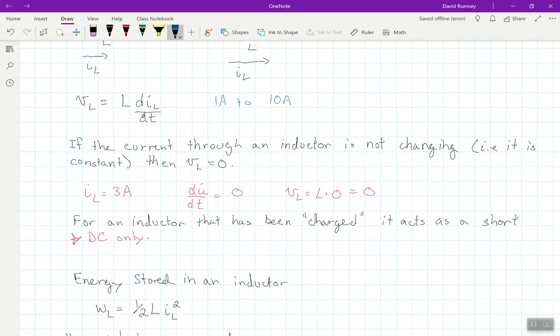If I want to do that quickly, you can think of this as just a slope. So if I want to do 10 minus 1 amp, and I want to change it over a period of, let's just say, 1 millisecond, that fast, then I do 9 divided by 0.001 for 1 millisecond, which means I need 9,000 volts in order to process that current change that fast. I need 9,000 volts across that inductor.